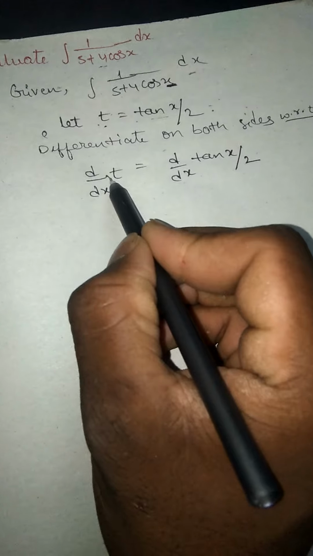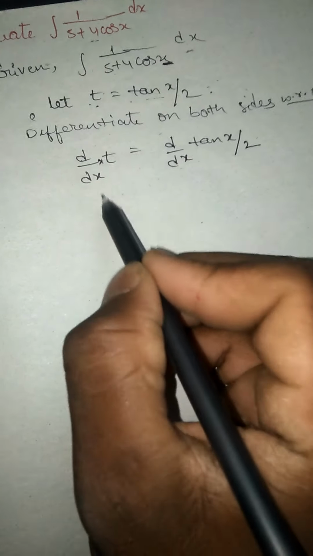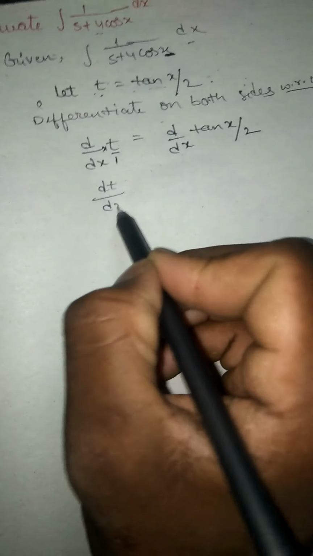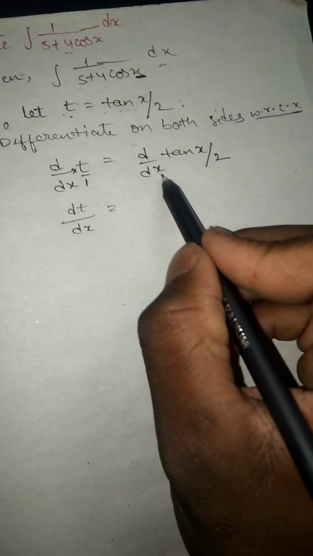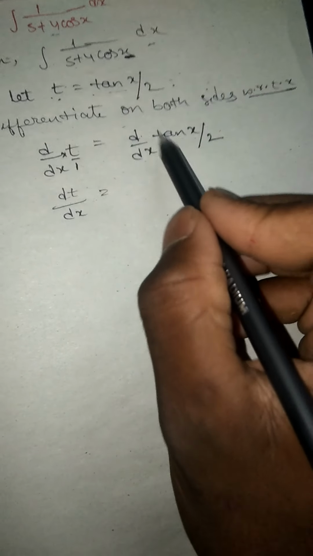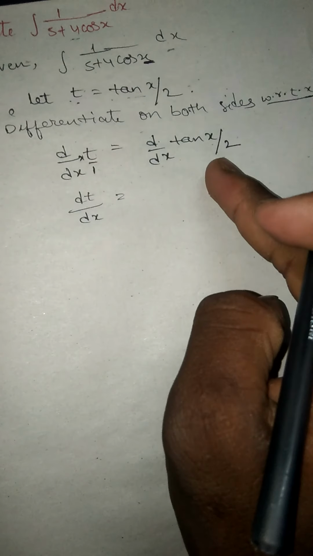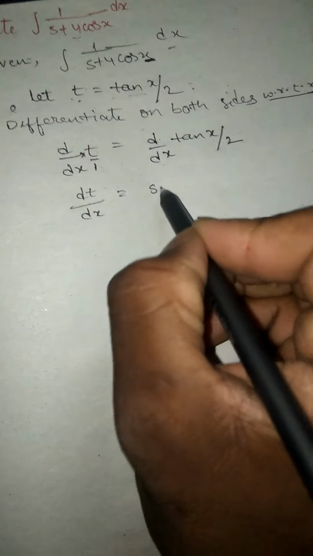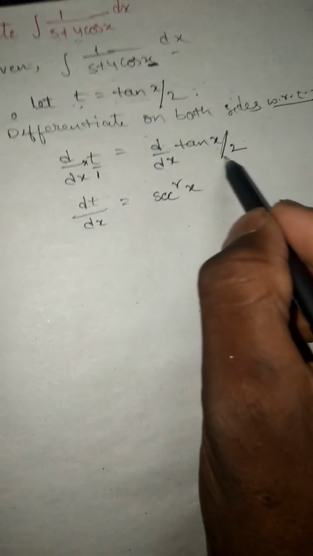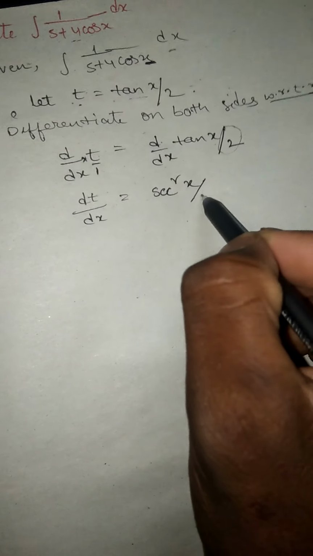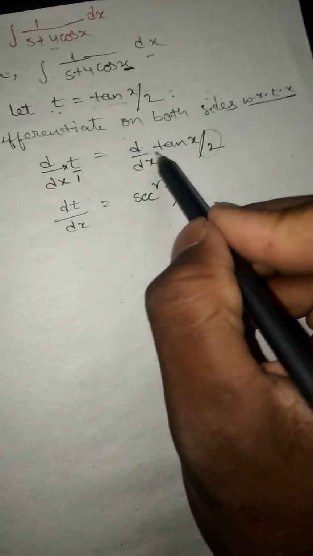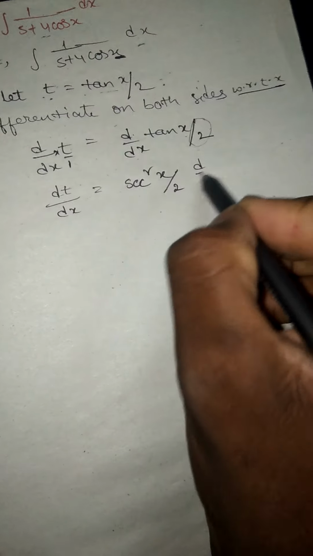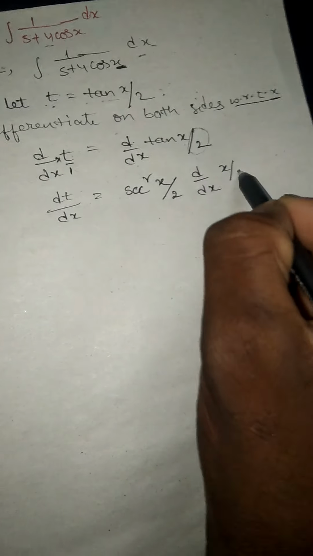Here there is nothing in the denominator, so we put 1 dx. dt by dx is equals to, we know the formula for the derivative of tan x, not for tan x by 2, so I have to write the derivative of tan x. Derivative of tan x is secant square x. Here there is x by 2, so we put x by 2 here also. Tan of x by 2 is remaining, so we have to differentiate x by 2 also: d by dx of x by 2.